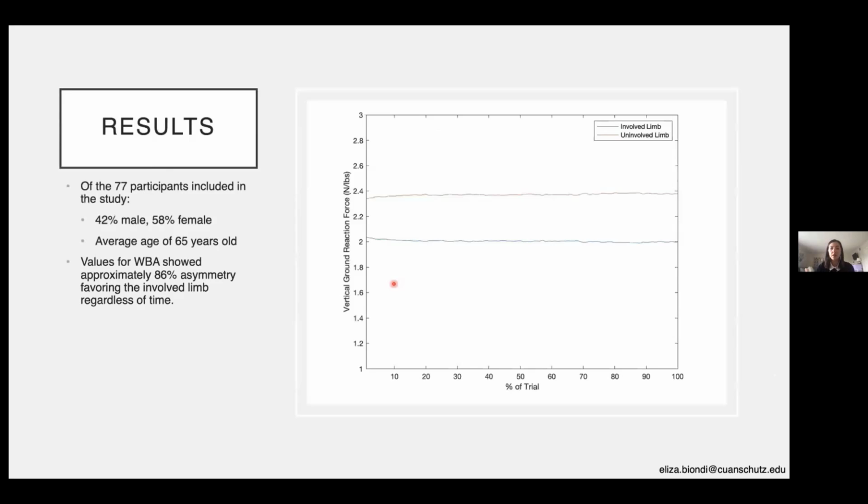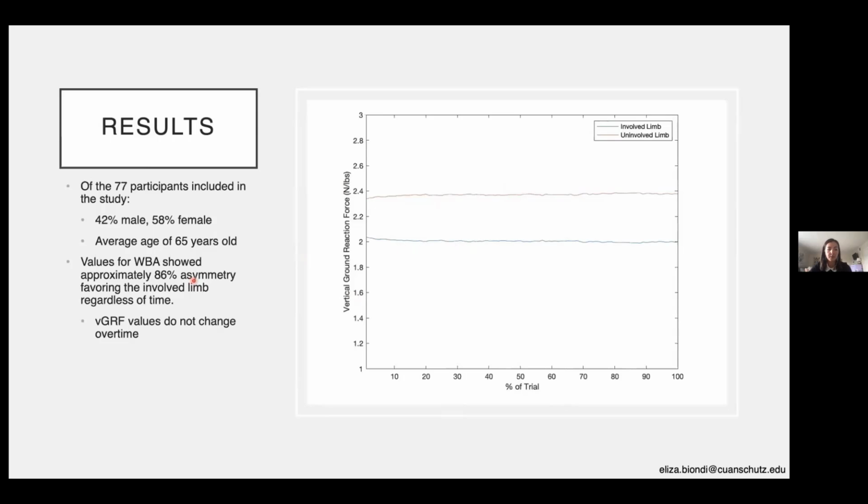My results showed that I had 58% female, 42% male, with an average age of 65 years old for my participants, and that weight-bearing asymmetry on average for all participants was about 86%, favoring the involved limb regardless of time. That is shown on this graph to the right, where we have normalized vertical ground reaction force on the y-axis and percent of trial on the x-axis. This top red line is our uninvolved limb, and the blue bottom line is our involved limb.